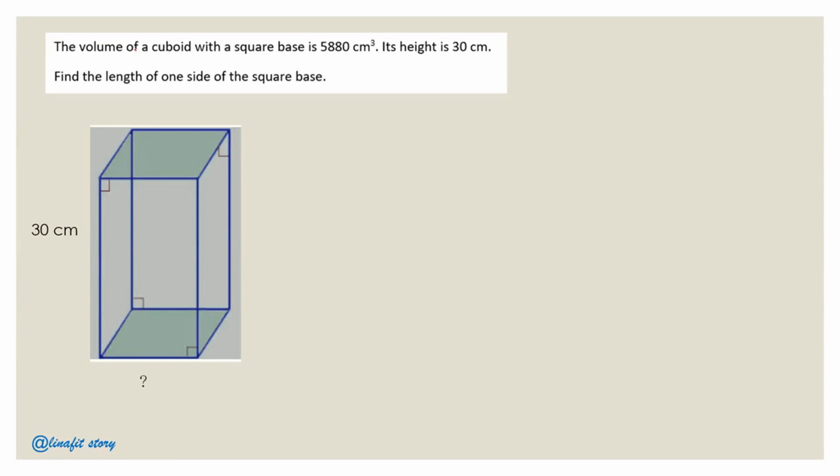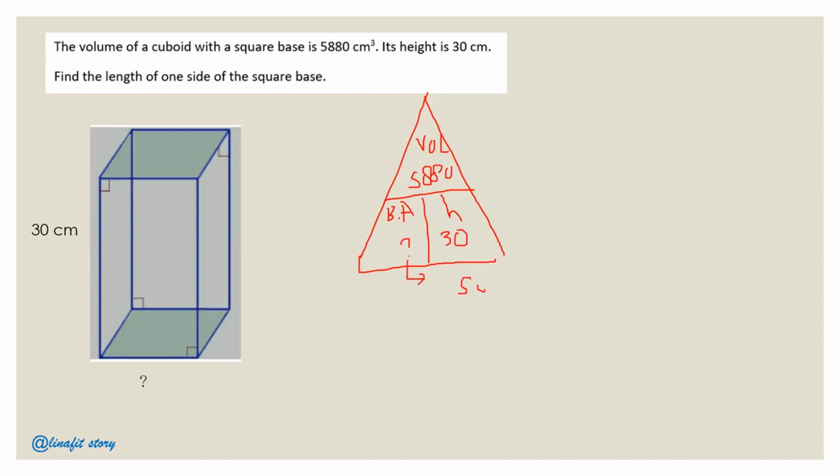The volume of a cuboid with a square base is 5,880 cubic cm. Its height is 30 cm. Find the length of one side of the square base. Remember that to get the volume is base area times height. As we know that the volume is 5,880, its height is 30 cm. So first, we should find the base area. So 5,880 divided by 30 is equal to 196 square cm.